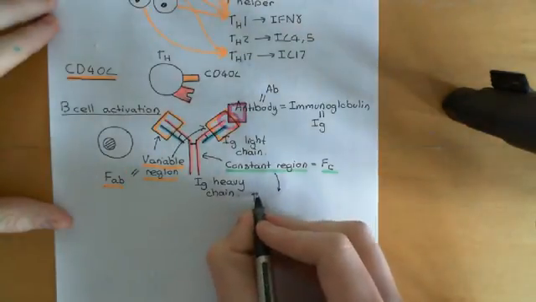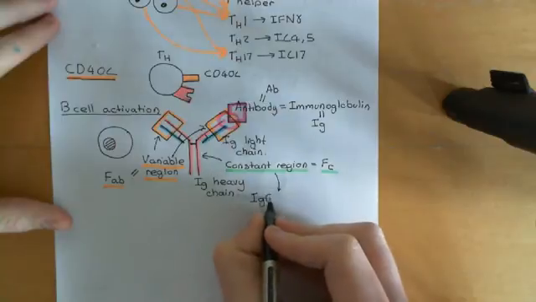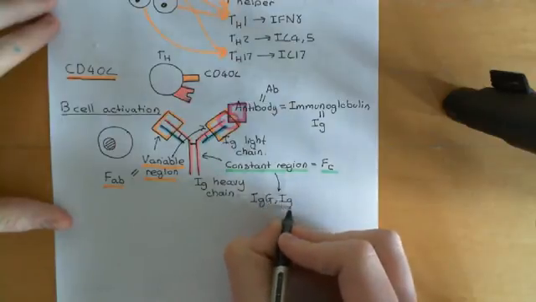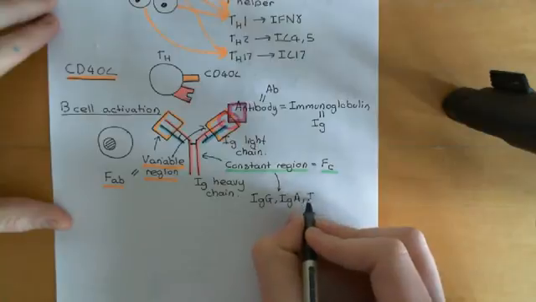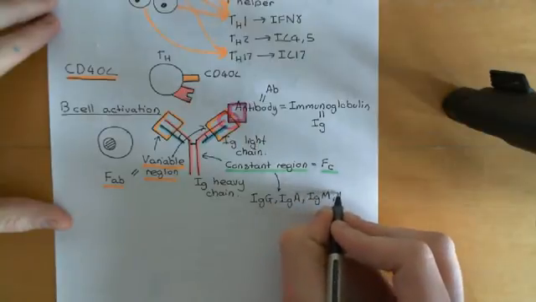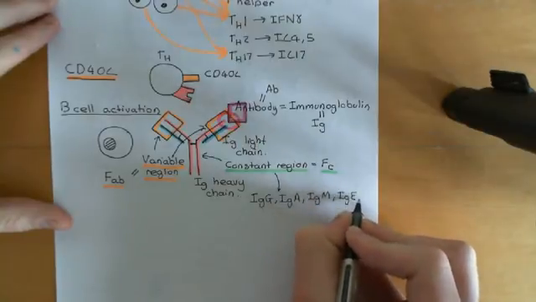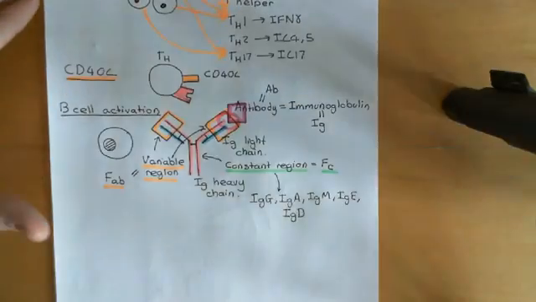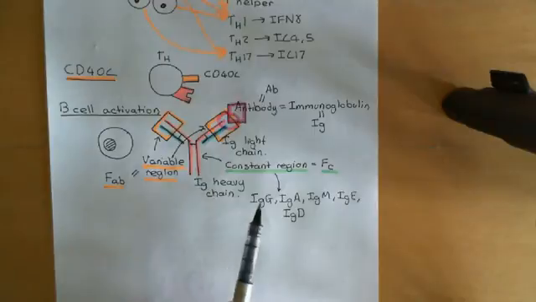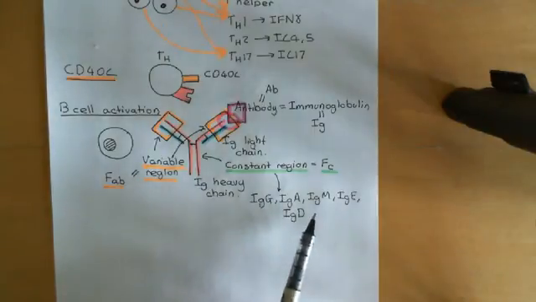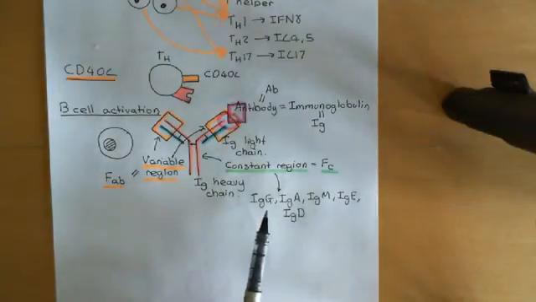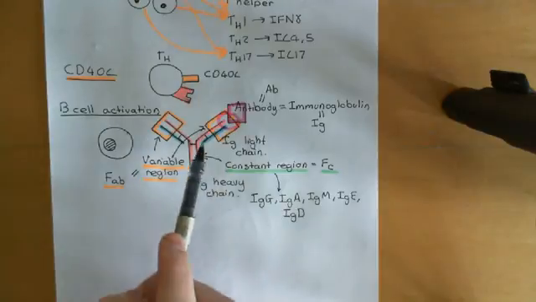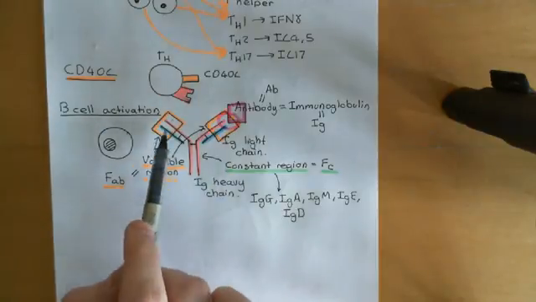These different types of antibody molecules are called IgG molecules, IgA molecules, IgM molecules, IgE molecules, and IgD molecules. Whoops, I've done those in the wrong order, so never mind. So IgG, IgA, IgM, IgE, and IgD. All B cells are capable of producing these different types of immunoglobulin molecules, basically. And all that varies here is which type of constant region you use.